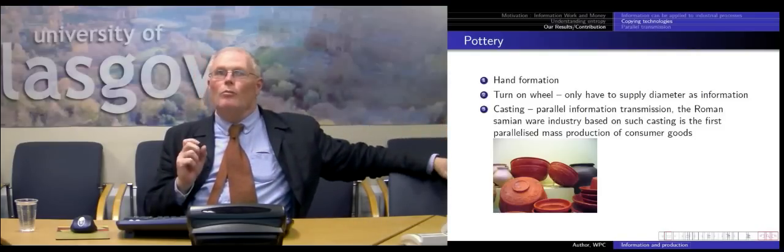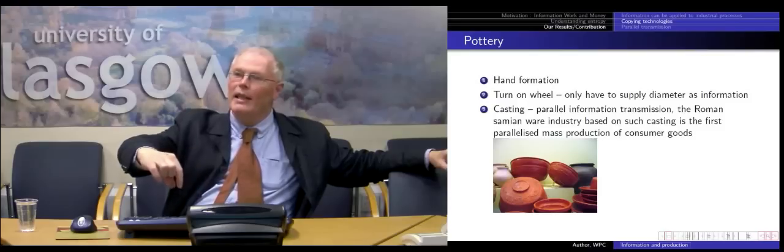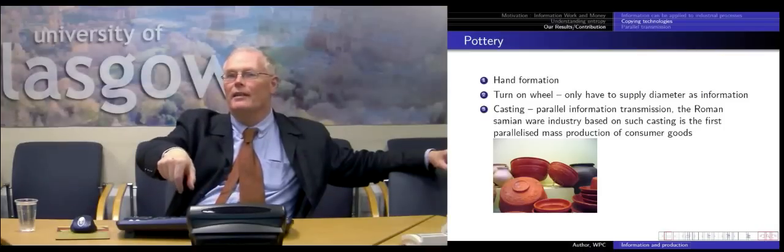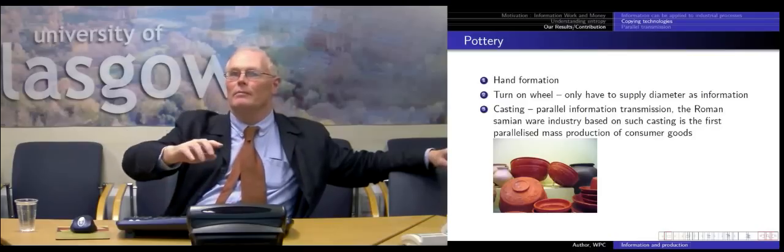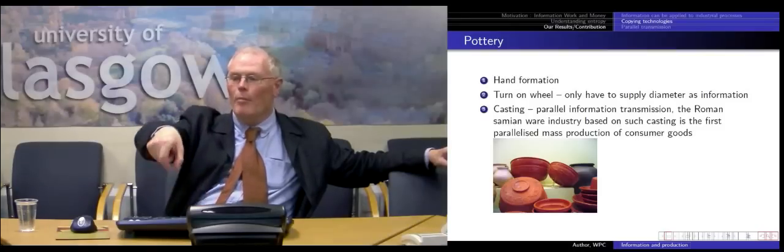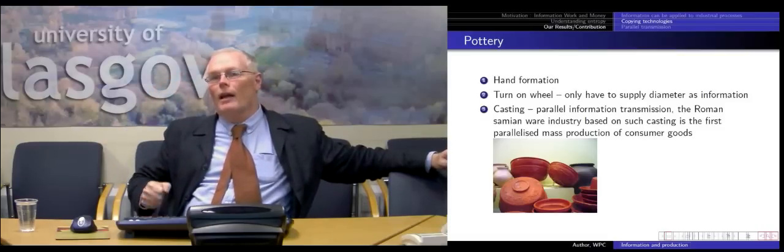The first big invention was to turn things on a wheel. Now, when you turn things on a wheel, the potter only has to supply the dimension of the diameter, and they do that implicitly by moving their hand. And the rotation of the wheel translates that into all the rest of it. But it's still a sequential production process, because the potter has to make a movement like this to provide the radius at different places. And goods produced that way were still relatively labor intensive.